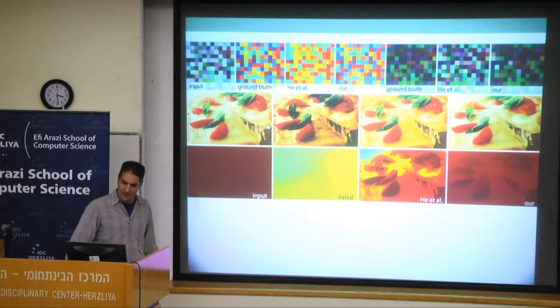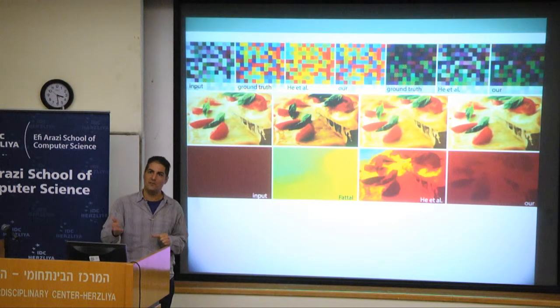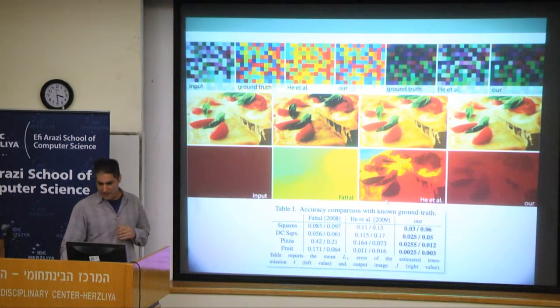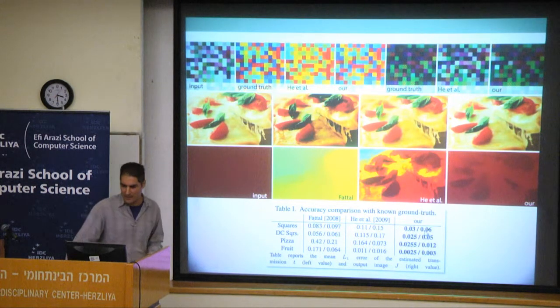So here we have two tests. The first test is a synthetic test where I randomly sample squares and randomly sample the transmission, and I know the ground truth, and I can compare the two. And in this case, I made sure that one of the RGB channels would indeed vanish, so that the assumptions of Hay et al., the dark channel method, would be met. Nevertheless, the accuracy was higher by our method. In this test, both the estimation of the transmission and the output image.